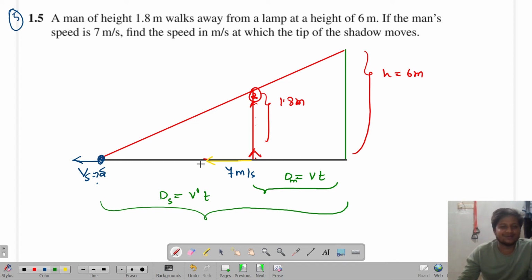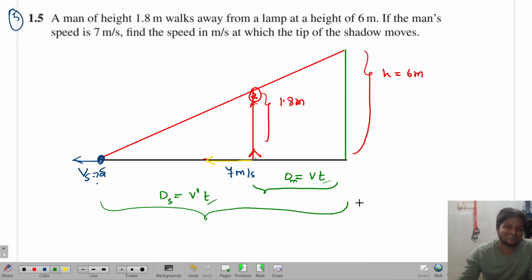At the same time the man travels this distance, the shadow travels with a different speed and covers this bigger distance. Yes or no? What remains the same again? The time of traveling remains the same. Now you can get it. Apply the similarity of triangle principle.